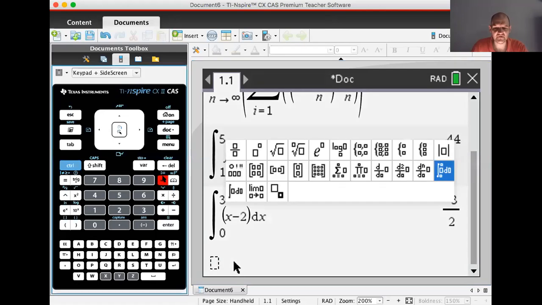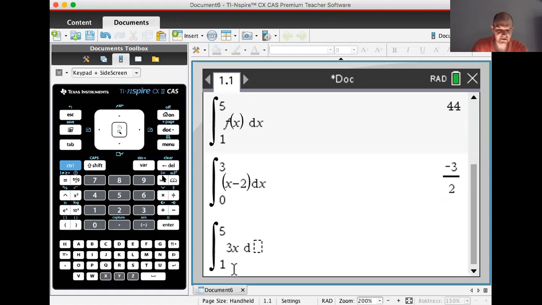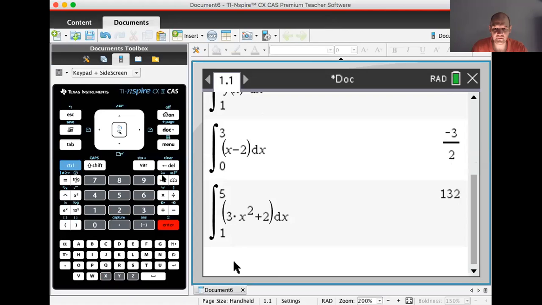I'm just going to do the definite integral, because if it matches up, then it's right. 3x squared plus 2, and if it doesn't, back to the drawing board. 132, what? I don't know. Oh, I know what I did wrong. Okay, hold on. Let's go back.